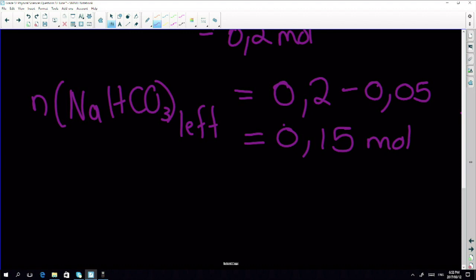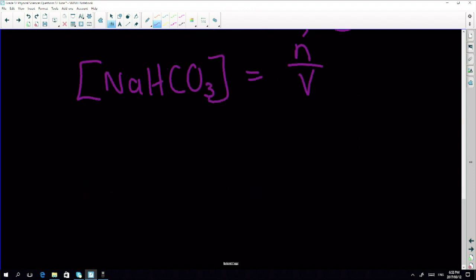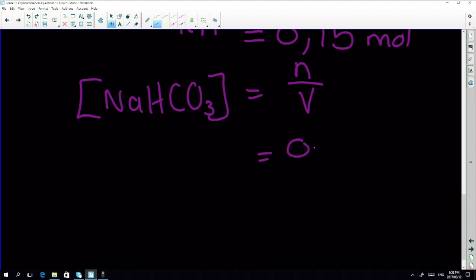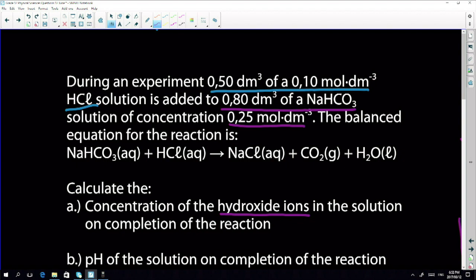Now comes the fun part. They wanted concentration. Concentration is number of moles over volume. Number of moles, not an issue, we've just worked that out. What's the volume? Trick. So we go back to the top.